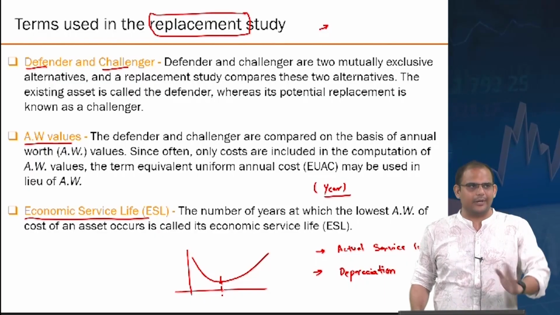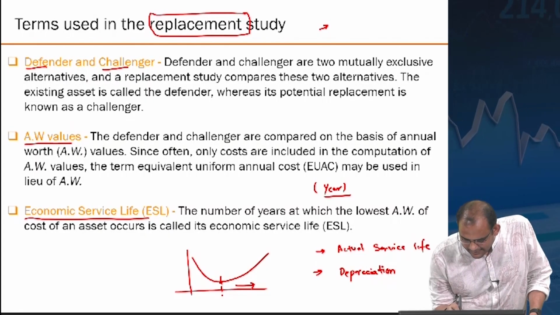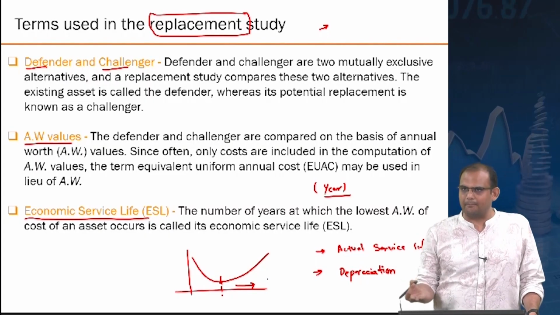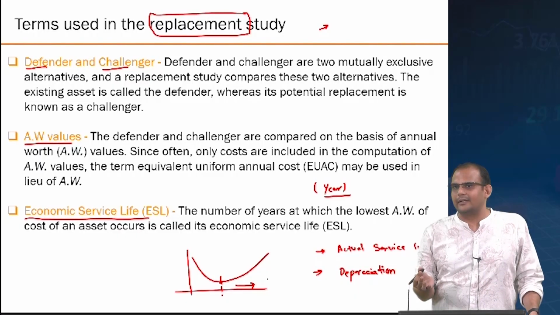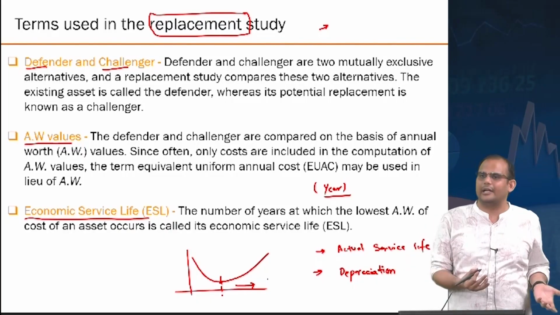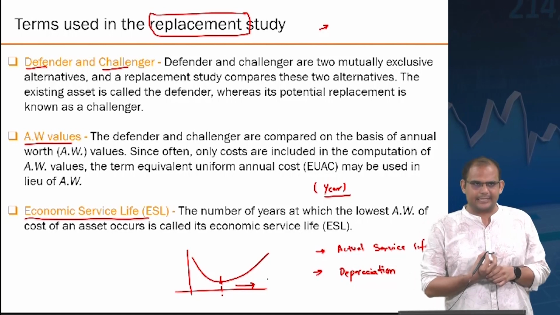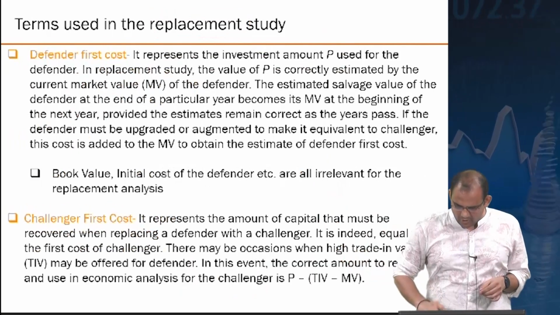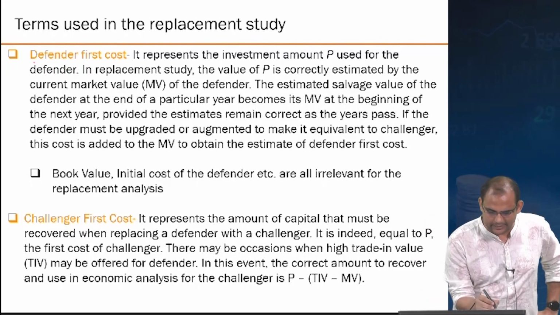In replacement, we are using the economic service life concept. Again, there could be assets which are useful beyond your economic service life. They might be costly to operate, but they might also be useful for you, because sometimes finding the alternative may not be easy. So it could still serve because they are properly functioning assets. Okay? All right.